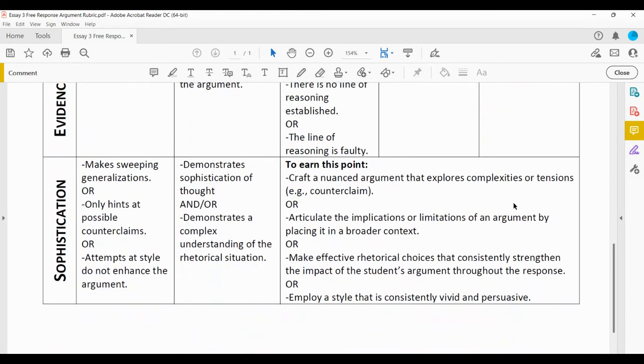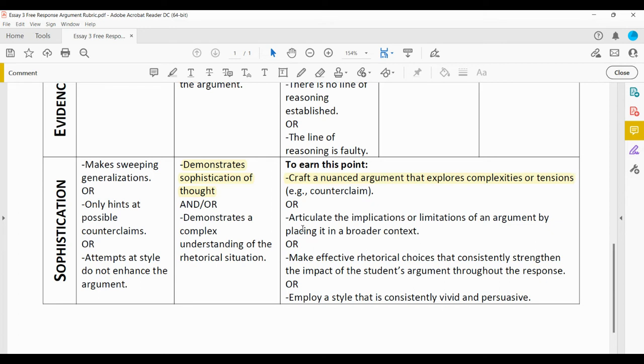As stated previously, the sophistication point is very difficult to get. However, I will say that it is slightly easier to get on this particular essay because of the demonstration of sophistication of thought. It is possible, because of the way the prompt is structured, that you can craft a very nuanced argument. It's not just yes or no, good or bad. You can delve into the different aspects and create a more sophisticated argument.